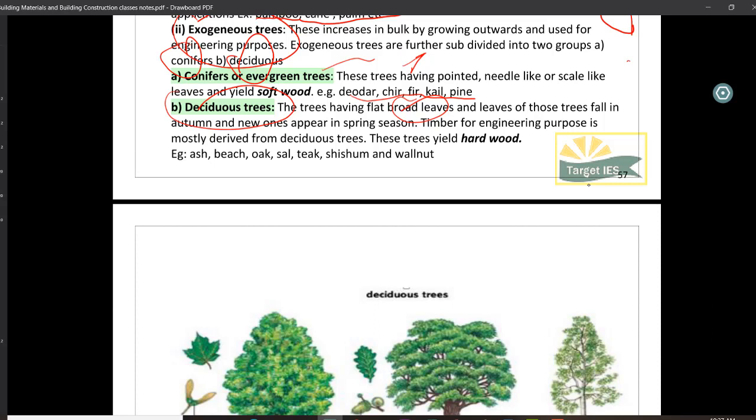Okay, now coming to deciduous, you will be having broad leaves, and these are the trees which give hardwood and are good for furniture purposes, construction purposes. Wherever we will be using wood, mostly these deciduous trees. Okay, for example ash, beech, oak, sal, teak, sham, walnut, etc.